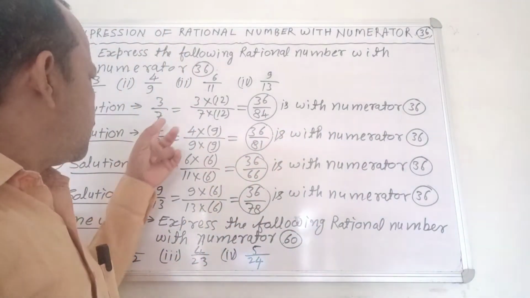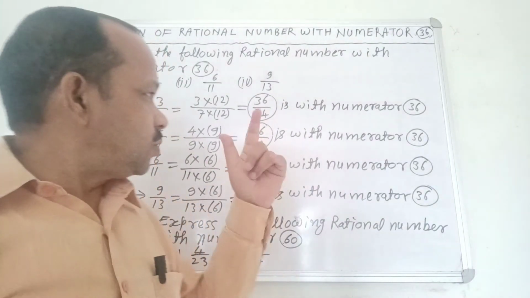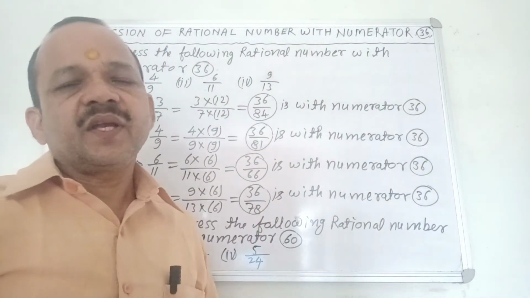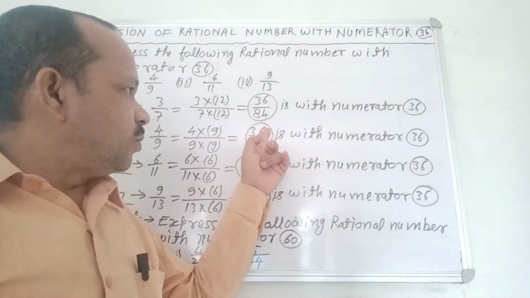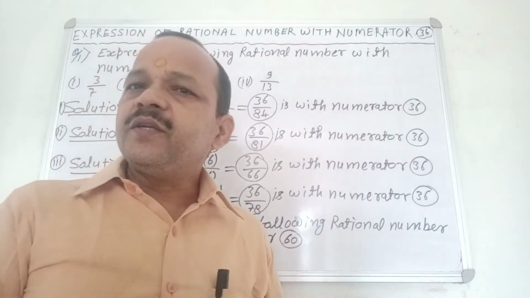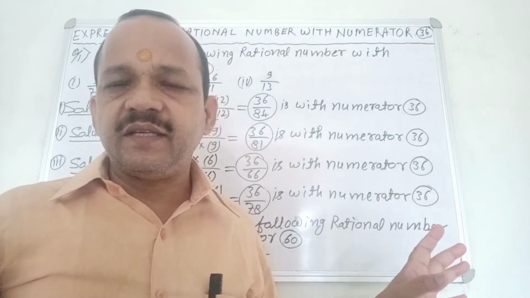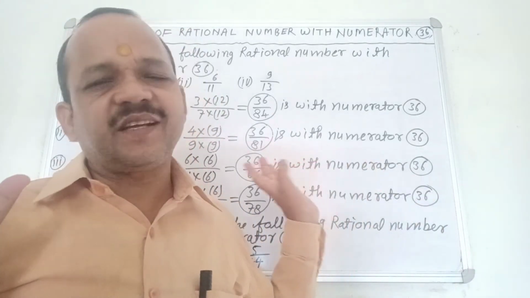You convert 4 by 9 into 36 by 81. You find numerator 36. It means you find your solution correctly. Clear? You find the second question very easily.